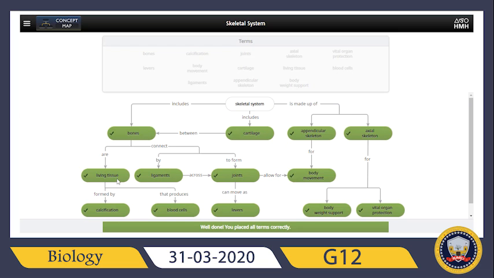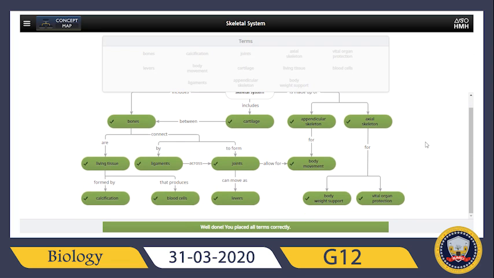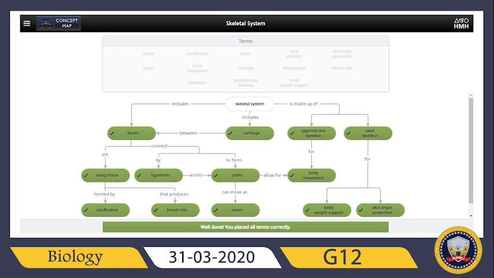Now, these joints and ligaments will move as levers, allow body movement. They're formed by calcification, and the bones also produce blood cells from bone marrow. Good. So this is our first map for skeletal system.